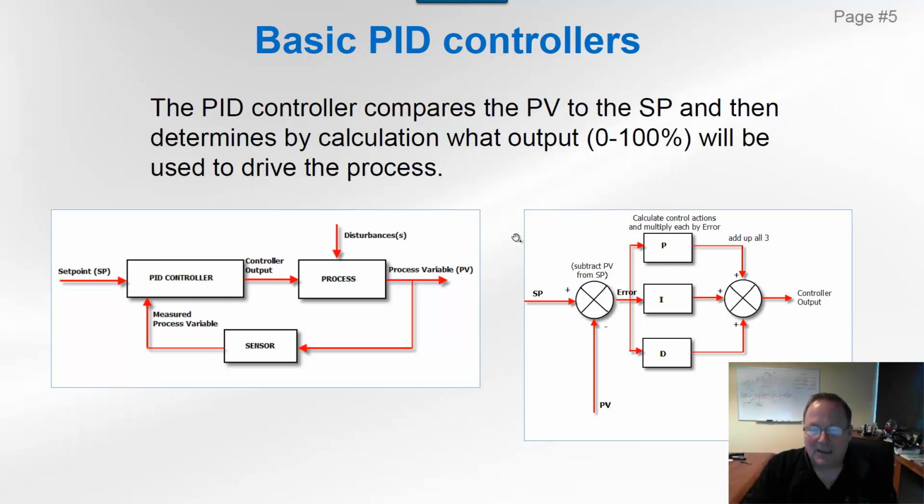And what's actually going on underneath that PID controller is the set point is compared to the process variable. It's subtracted, and an error is generated, and that error is then used to determine a P term, an I term, and a D term, which are all added together to give you your control output. So that is a classic PID diagram.